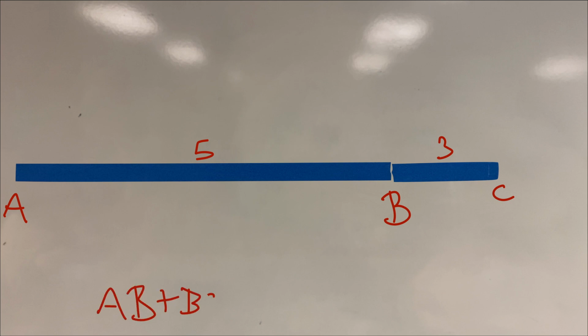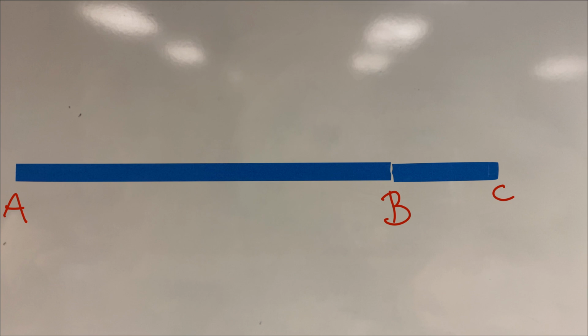All right, so let's try some segment addition postulate problems. First thing I'm going to do is label my points A, B, and C. In our first problem, AB is 5, BC is 3. I want to find the whole length of AC. So AB plus BC is equal to AC. That is 5 plus 3. So AC is 8.